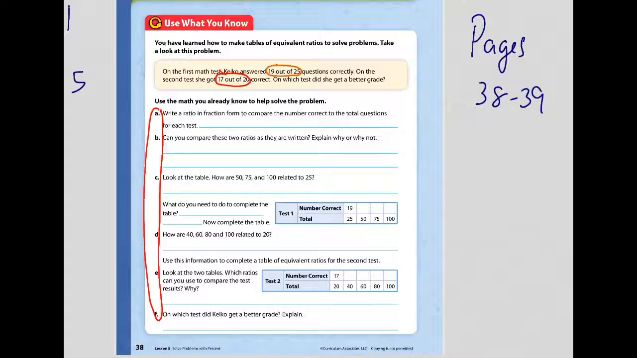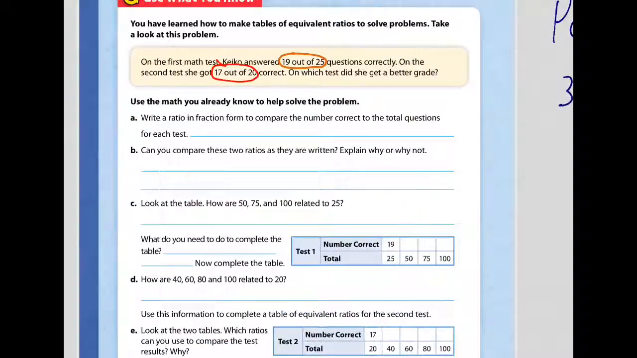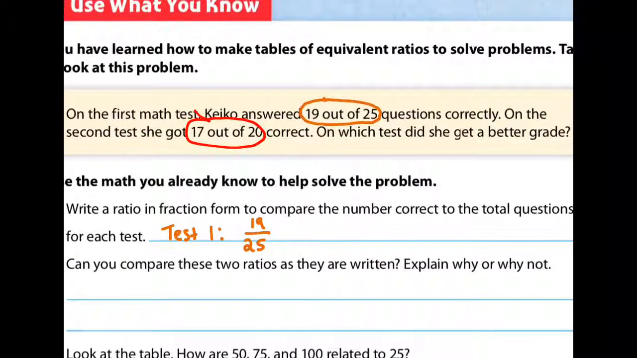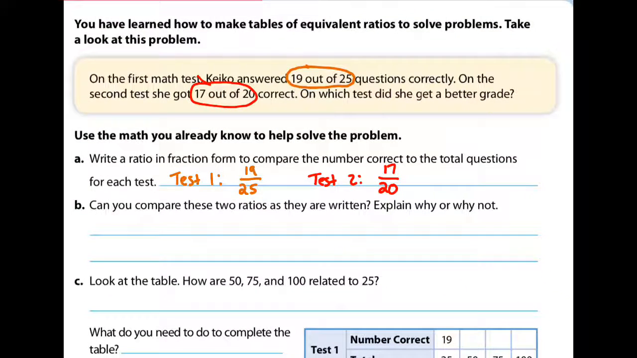Okay, so let's see how you did. You should have A through F completely done here, and we're going to start. A says, write a ratio in fraction form to compare the number correct to the total questions for each test. So for test 1, Kaiko got 19 out of 25 correct. So that's just 19 out of 25 written like a fraction. On test 2, Kaiko got 17 out of 20 correct. So that's your answer for A. Remember, if you make a mistake, pause the video, fix it. Just learn from it. Think about the mistake you made before you restart the video.